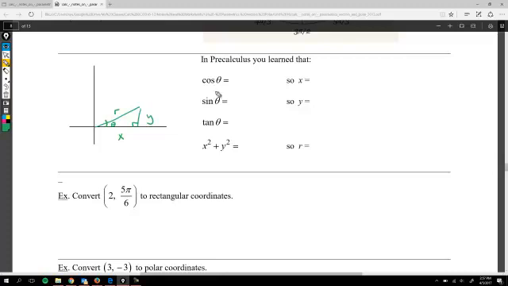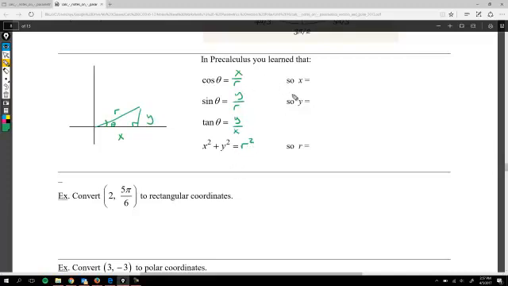For cosine, I know that's adjacent over hypotenuse, so cosine would be x over r. Sine would be y over r. And tangent is sine over cosine, or alternatively, it's slope, and so you always know it's y over x. And from the Pythagorean theorem, we know that x squared plus y squared equals r squared.